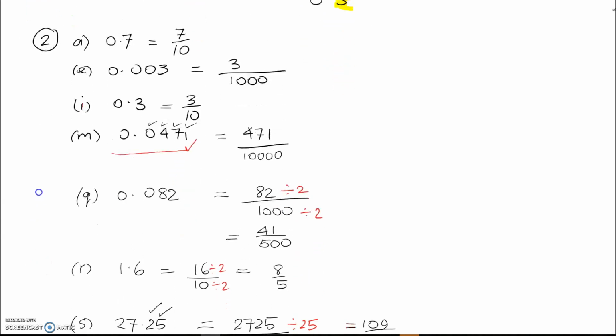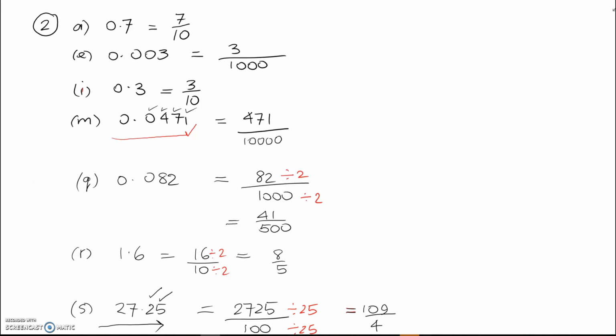Let's look at 2a. 0.7, that's a 7 in the tenths column. So the tenths column is there, which is why I've got over 10 there. The next one, I've got a 3 in the, is it the tenths? No. Is it the hundredths? No. It's the thousandths column. So I'm putting my 3 in the thousandths column. Let's look at the next one. There's a 3 in the tenths column.